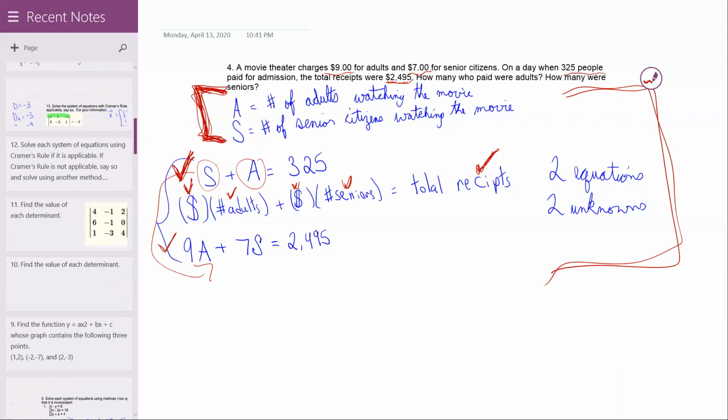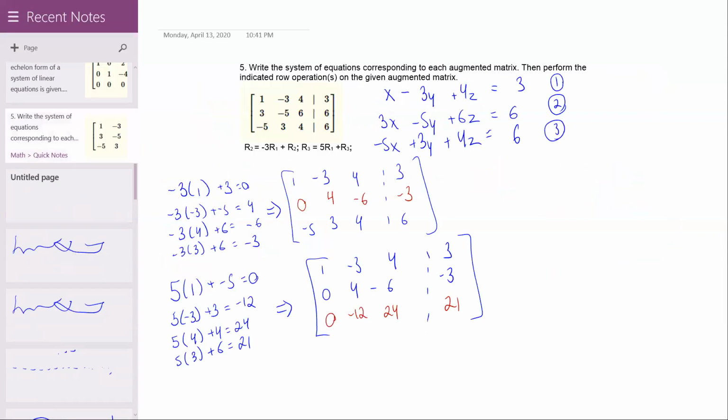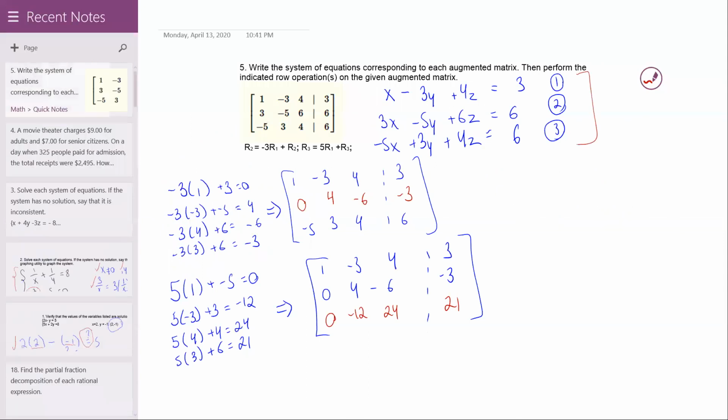We'll move on to number 5. It says write the system of equations corresponding to each augmented matrix. Then perform the indicated row operations on the given augmented matrix. So this first part is just rewriting it. So here we have 1 times x plus negative 3 times y plus 4 times z equals 3, which is what we have right here for the first row.